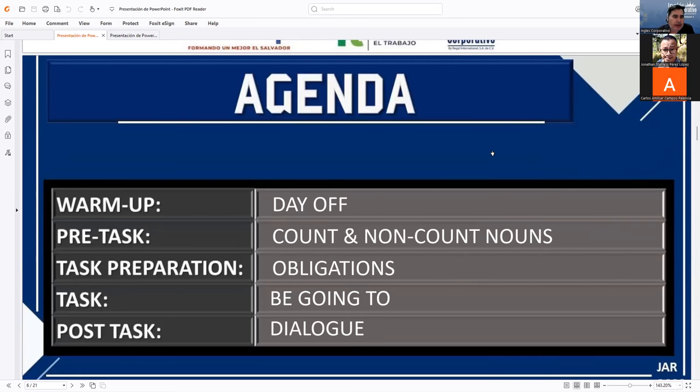In the agenda tonight, we have day off, count and non-count nouns, obligations with have to, be going to, and dialogue. We need to review the four topics that we studied this week, beginning with count and non-count nouns, then continue with have to, obligations, be going to, and can and can't. Okay? So those are the topics to study today.